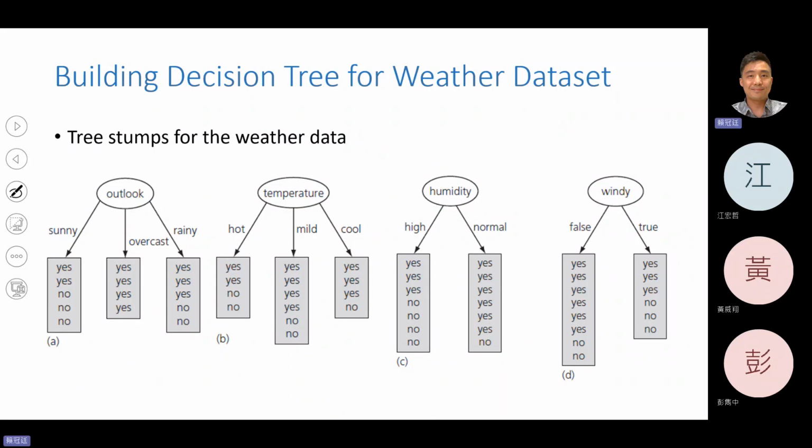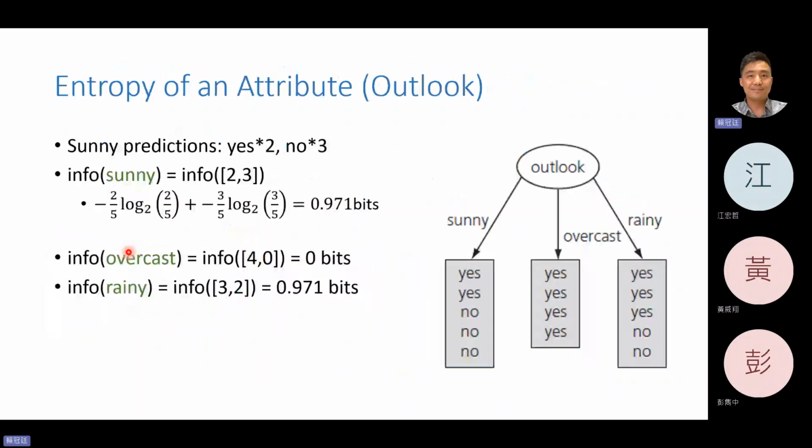So let's try to build our own decision tree. First, select the feature. Let's draw the features together to see which feature you want to select. Outlook has three types: sunny, overcast, rainy. Then temperature, and it shows the number of yes or no predictions here, to make it easy to understand. Which one is better? We don't know yet. So let's calculate the entropy of each attribute.